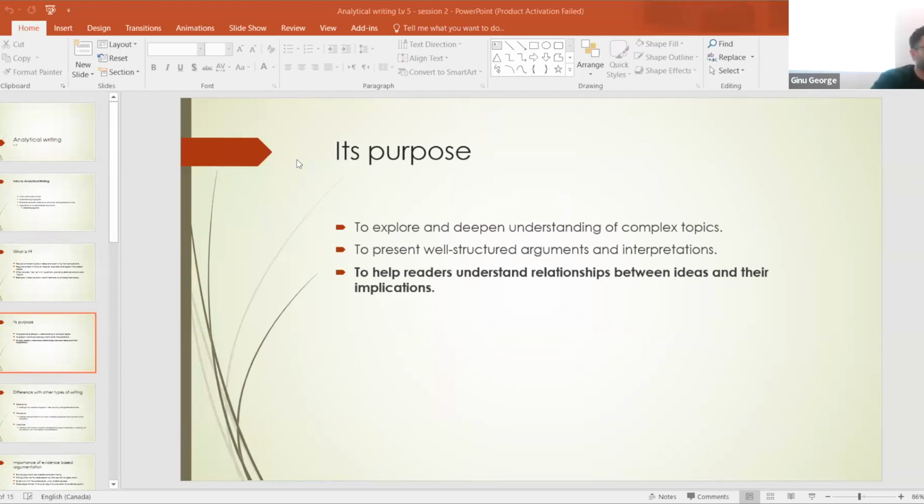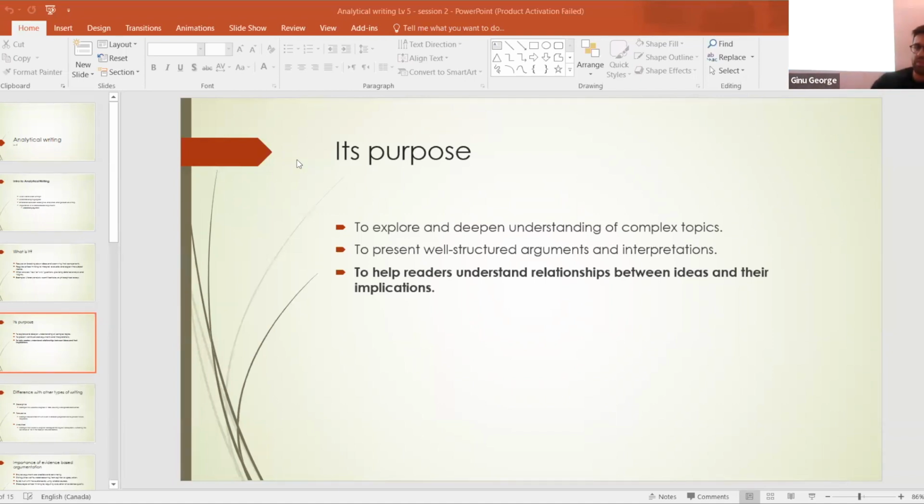Another purpose of analytic writing is to present well-structured arguments and interpretations, okay? This is really important, like well-structured, being able to clearly articulate your case, okay? You're gonna say, okay, this is true. I think this is the case. Being able to clearly then present a case for it, okay?